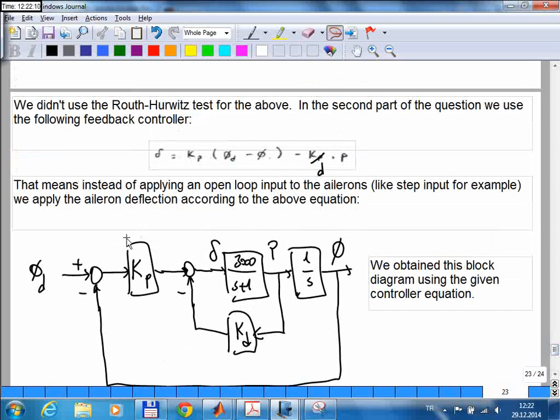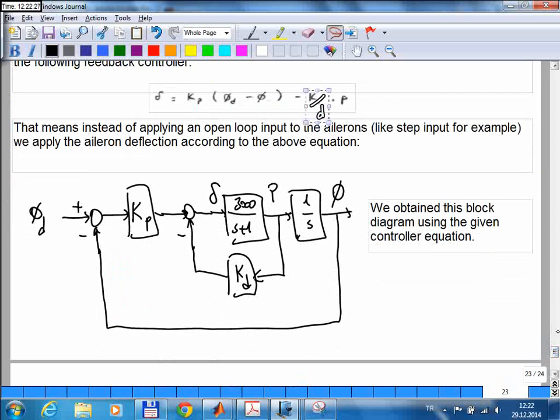Instead of using constant numbers here, you can use transfer functions, so they will all be different controllers. But in the question, you are given the structure of the controller. You are only asked to find these numbers. Okay? So for the given controller structure, this is the block diagram.